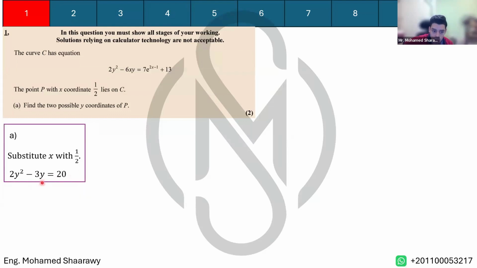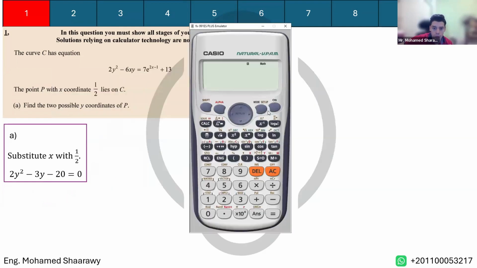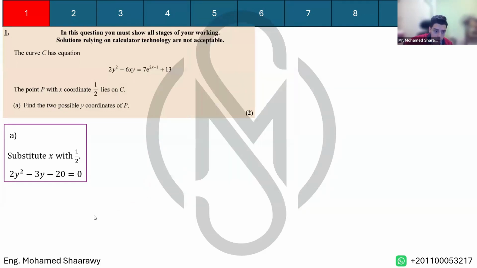And actually this is a quadratic equation. This will actually give me two possible solutions for y as stated here. So subtracting both sides by 20, and I can use my calculator. I can use mode 5 3 to get the two solutions for y. So it would be y equals 4 and y equals -5 over 2. So either y equals 4 or y equals -5 over 2, and there are no restrictions, so it's okay.